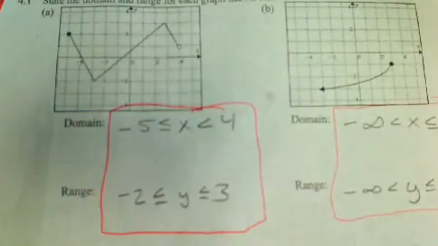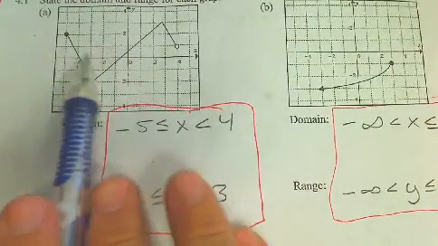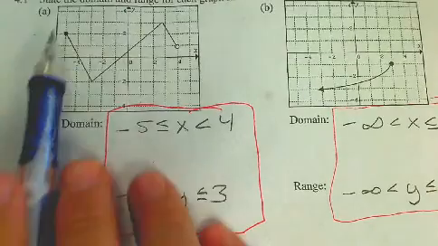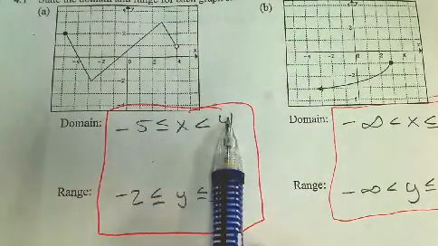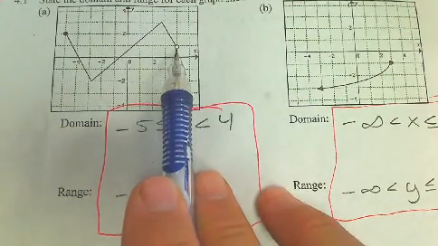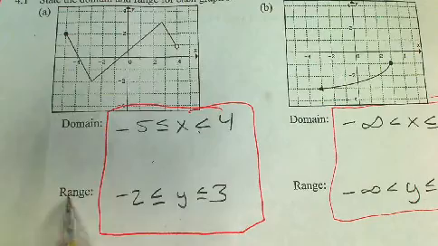My domain is my possible x values. So I just look at the x's. Hey, there's my lowest x, -5, and it can equal it. My highest x is 4, and it is not equal because that open circle says you can't be equal to it. Now range just talks about the y's.